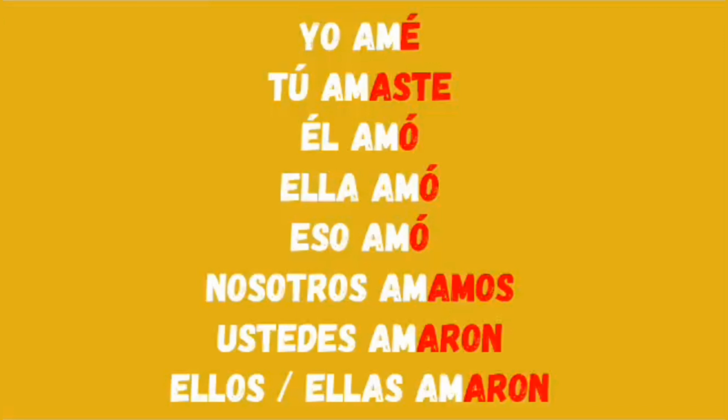Ustedes amaron. And then if you want to say they loved, if you are referring to a group of boys, you have to say ellos amaron. Ellos amaron. And if you are referring to a group of girls, then you have to say ellas amaron. Ellas amaron.